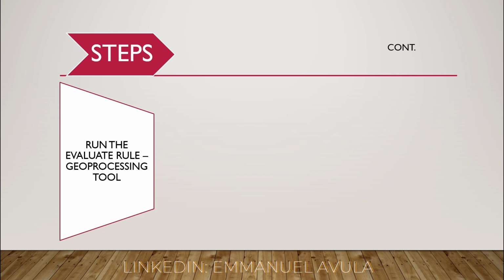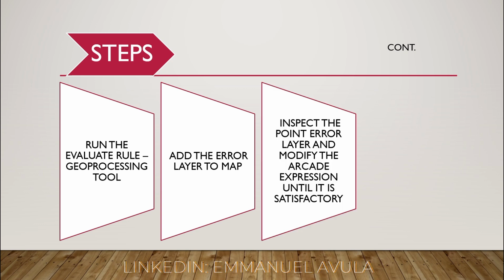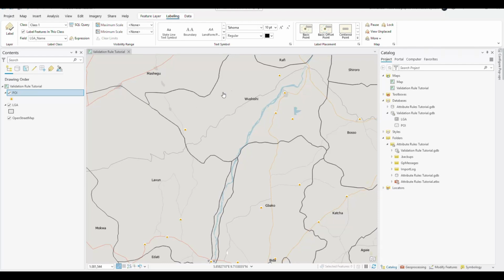And then the next step is to run the evaluation geoprocessing tool, and then it will produce error layers which will be added in the map, and then we will inspect the errors. If you are not satisfied, we'll keep refining until we are satisfied, and then we will do the summary of the reports, and that's all. So you're welcome to the practical session.